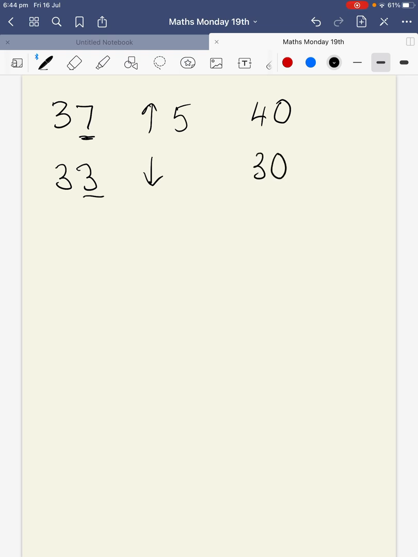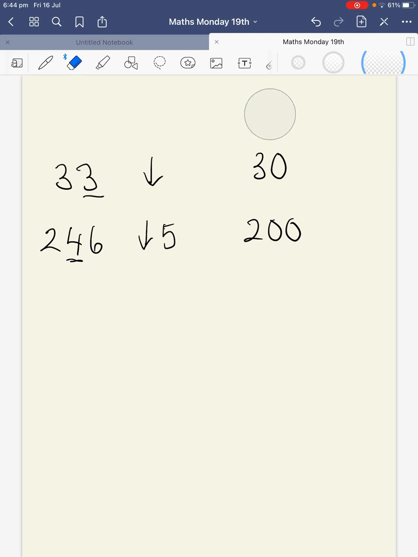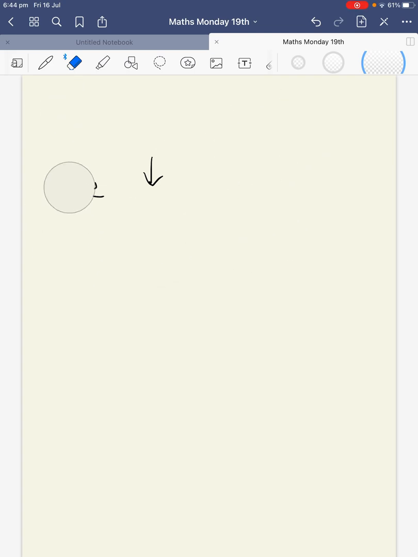If we were looking at a 3-digit number, let's do 246, we look at the number in the tens place to determine whether we round up or down. This number is 4, it is below 5, so we round down to the number 200. All right, now I'm going to rub that out really quickly and we're going to look at decimal numbers.